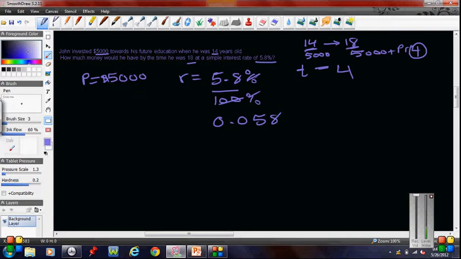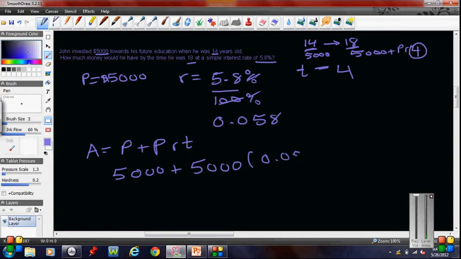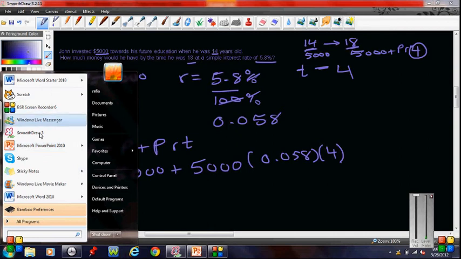All right, now let's move on to the equation. Let's write our equation down and see how easy it is to substitute these numbers in. A is equal to P plus PRT. What's P? It's 5,000. Leave the units out for now, you don't need them. Plus 5,000, and then we have R, which is 0.058, and you have time, which is 4. Okay, so I'll just do this on my calculator right here, quickly. It's not that hard.